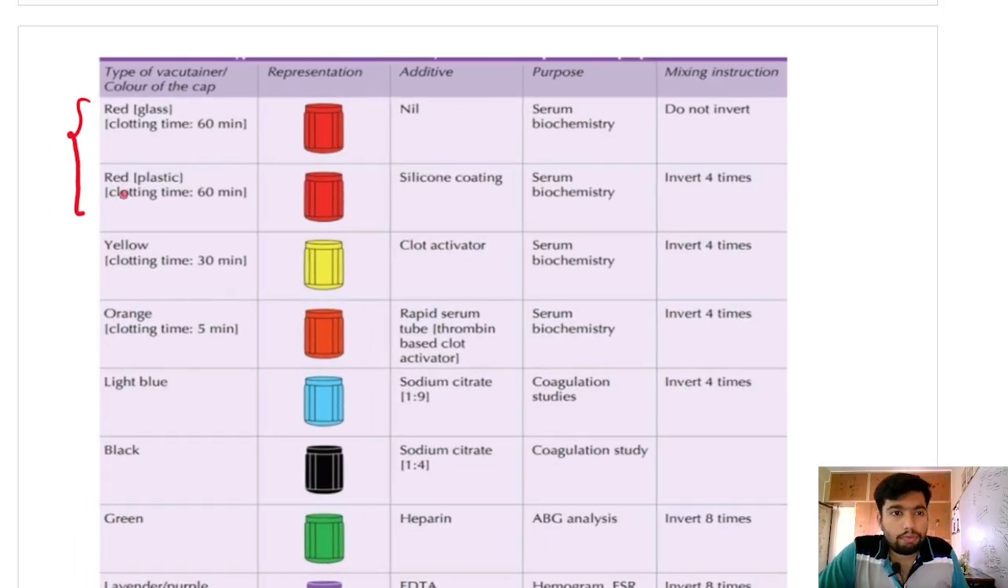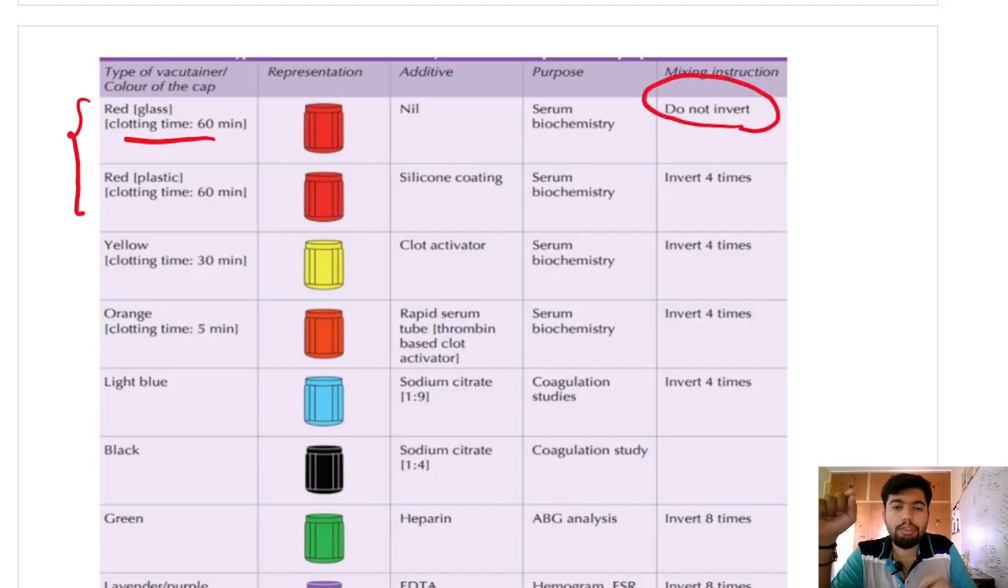Okay, so first red color vacuum you can see, which is made up of glass. Whenever it is the red vacuum of glass, the clotting time is 60 minutes. But the mixing instruction: you do not invert the vacuum after collecting the blood. Purpose of this vacuum is, whenever you have to do a test that is to be done by the biochemistry lab, you have to send the sample in this particular vacuum.